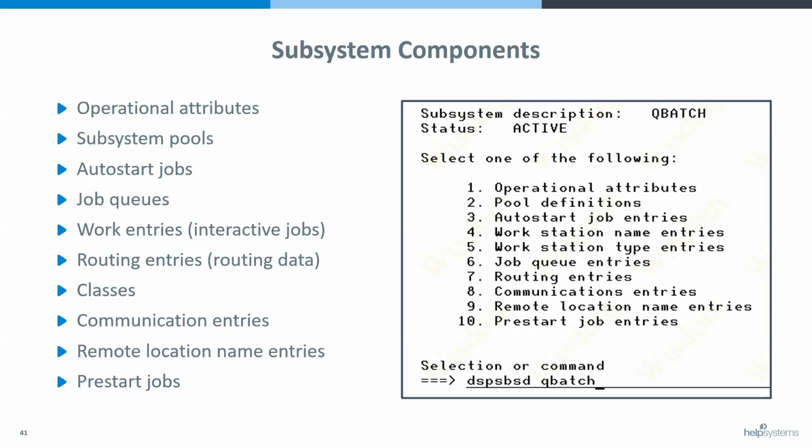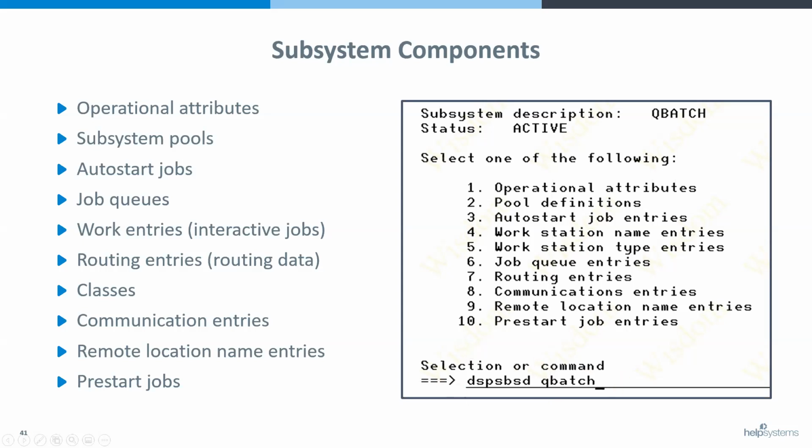And then we think about the components of the subsystem. The subsystem description in and of itself is where we control the memory pools. We have the concept of an auto start job, which is basically a never-ending job that starts up when you start the subsystem. Job queues are where our batch is going to run. Interactive processes are going to work either through names or station type entries. Routing entries are basically how we control how individual jobs can go to different memory pools within the same subsystem, and classes control the priority that they have. Communication entries, we don't use as much anymore, and prestart jobs are a good way of spawning up multi-thread type applications on the IBM i platform.